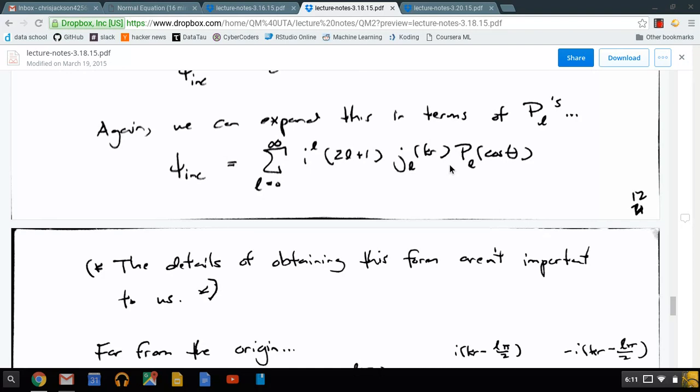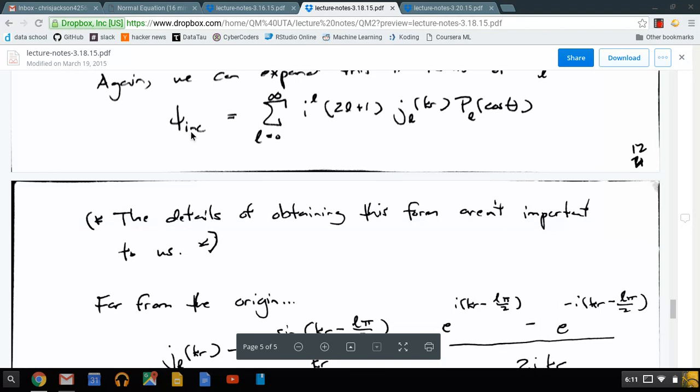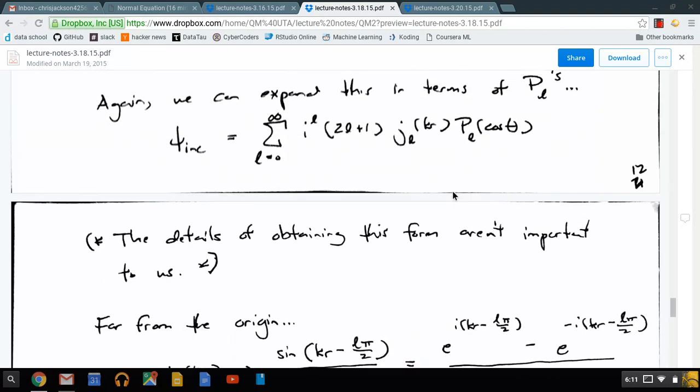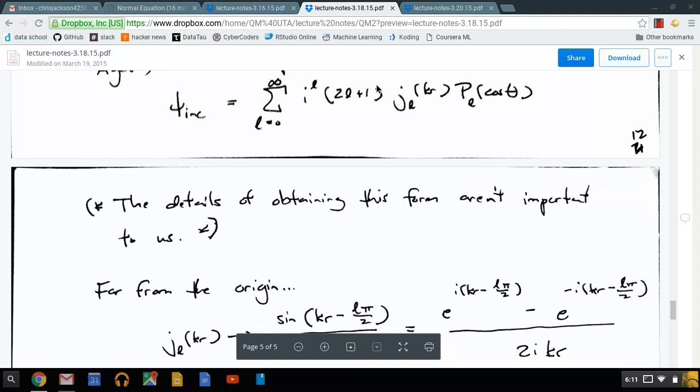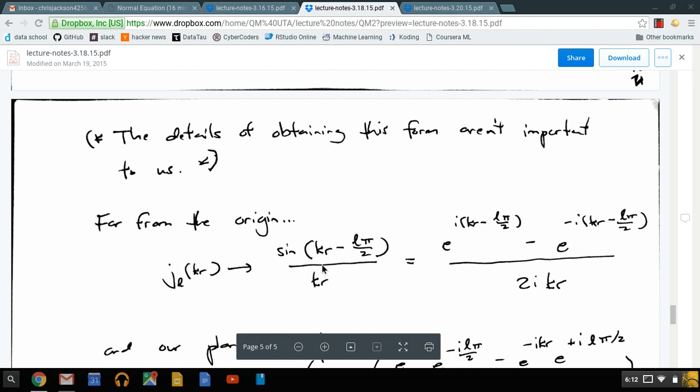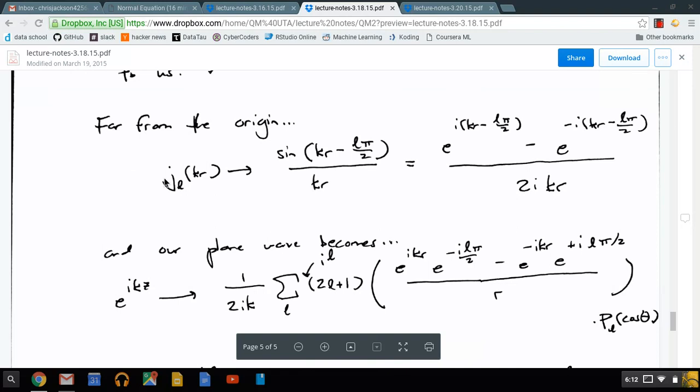It turns out that the way you go about this isn't important, but if you're interested, you could look in Sakurai. I think he works through it to show you how this is done. The important part is that we're able to do this. And we're far from the origin, so we can do that trick again where we take a large r limit of this Bessel function. When we do that, it reduces to a sine kr over kr, and we can rewrite that sine in terms of exponentials. So what I want to do is take this limit for the Bessel function, which looks like this.